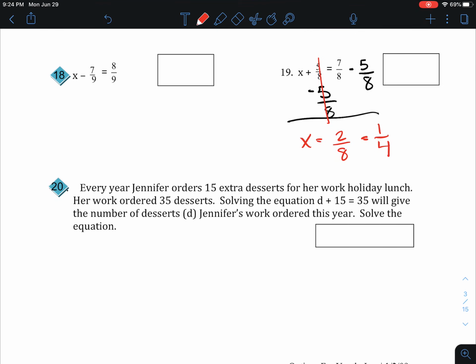20, it's the same as previous problems. I know it is a word problem, but they did give you the equation already. So they gave you d plus 15 equals 35, so go ahead and solve that now.